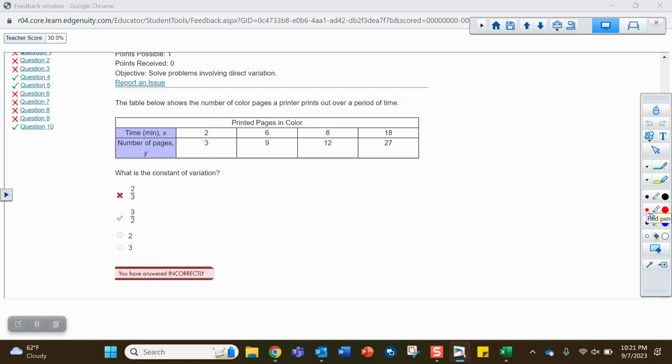So anytime you're going to calculate the constant of variation, you're always going to do y over x. And in these horizontal tables, you'll notice x is the top row and y is the bottom row. So you can take any ordered pair. I believe this is all about proportional relationships, so every ordered pair will always reduce down to the same fraction. So I can do 3 over 2, and you can see that is the correct answer. So it's always y over x. It looks like you selected x over y.